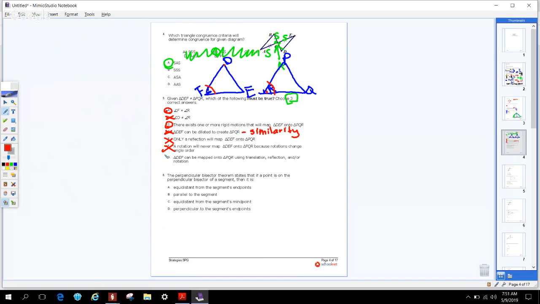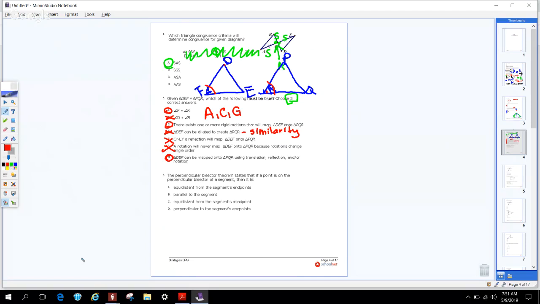Because they're all... Excellent. Yep. So our answers for 5 are A, C, and G. It did mention congruence, but it was really talking about translations, rotations, and reflections. So A, C, G should be what you have for 5.